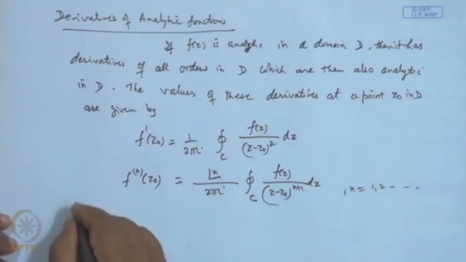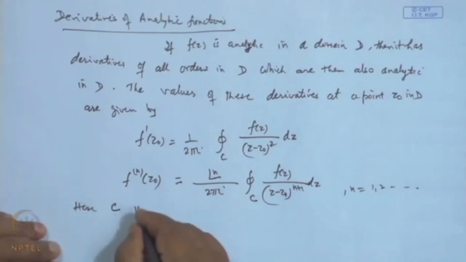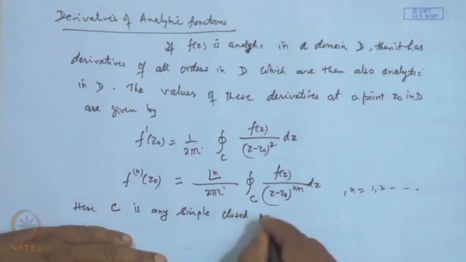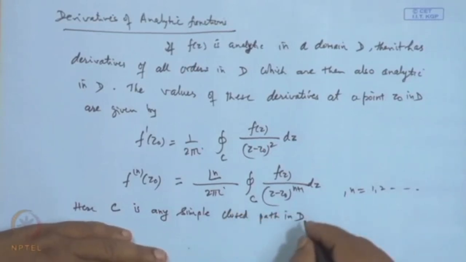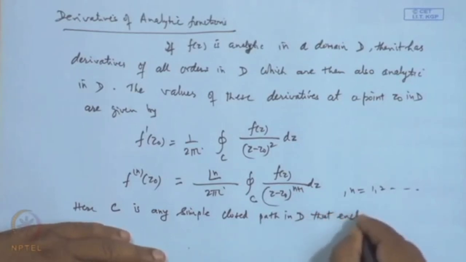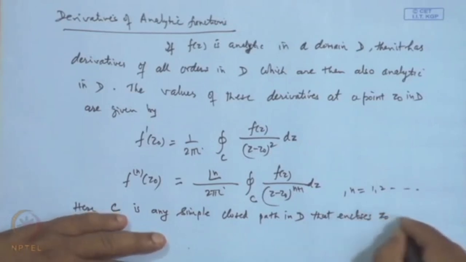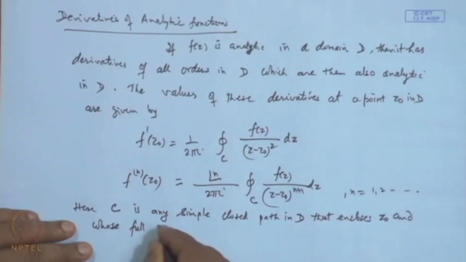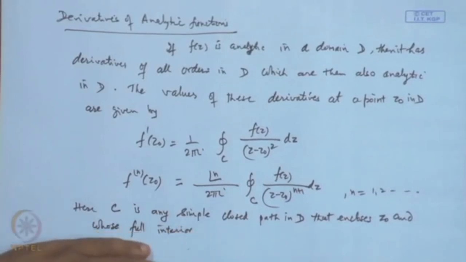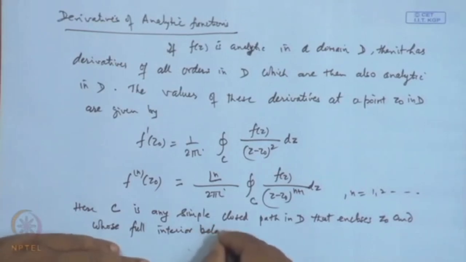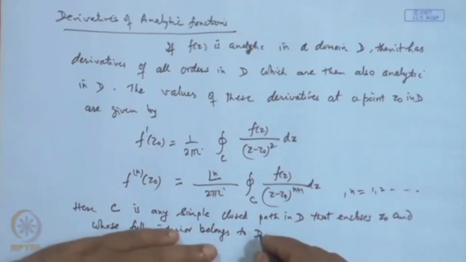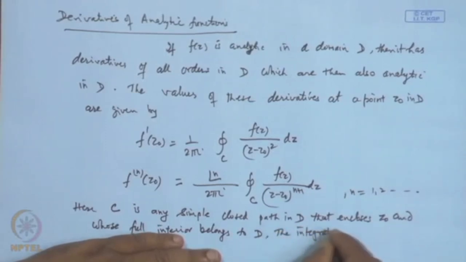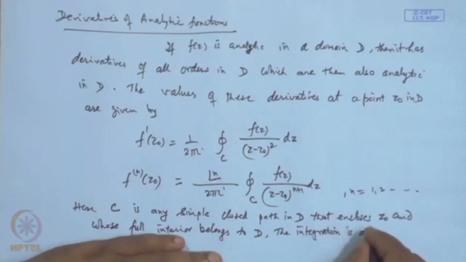Here C is any simple closed path in D that encloses the point z naught and whose full interior belongs to D, and the integration is taken counterclockwise.